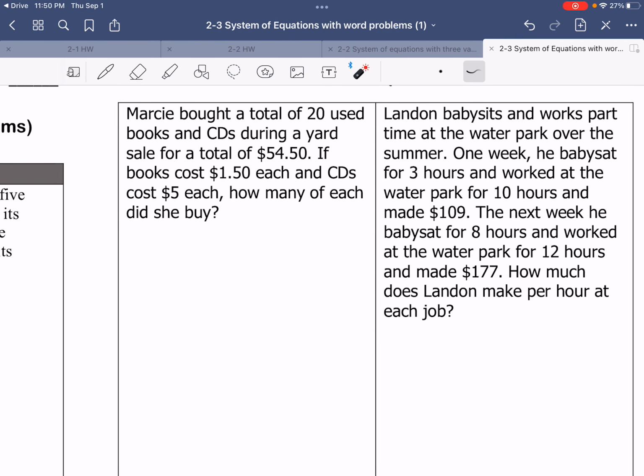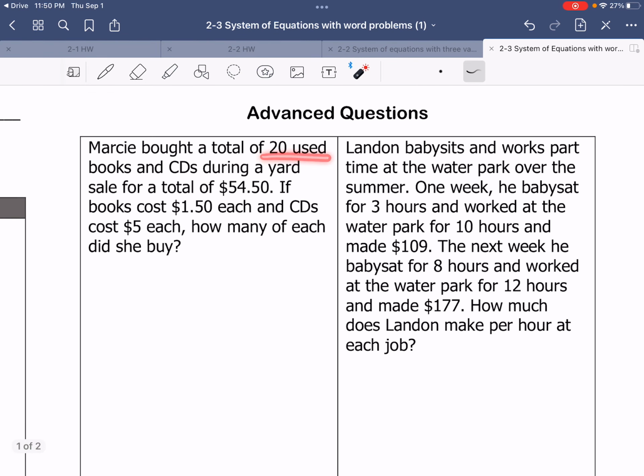Marcy bought a total of 20 used books and CDs. Now, I assume books are going to be x, CDs are going to be y. So I don't know how many books Marcy bought, and I don't know how many CDs she bought, but in total, she bought 20 in the yard sale, okay?